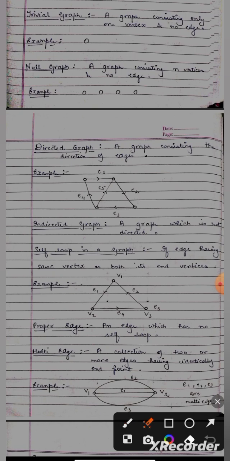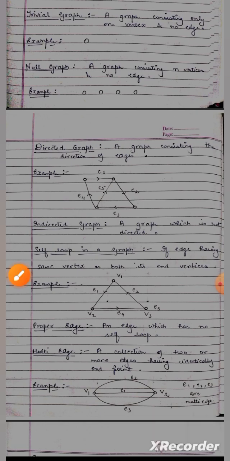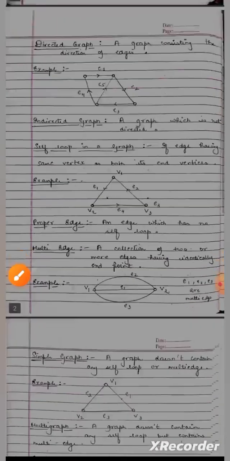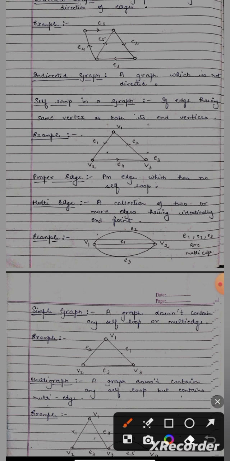Multi edge: a collection of two or more edges having identical endpoints is known as a multi edge. As we can see in the example, here V1 and V2 are the two vertices and E1, E2, E3 are its edges. So here E1, E2, E3 will be known as multi edge.